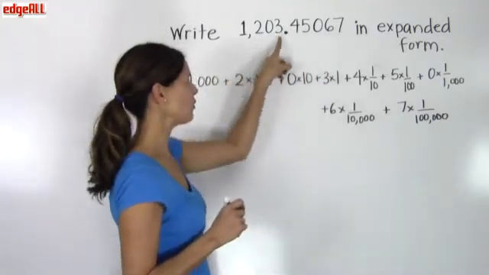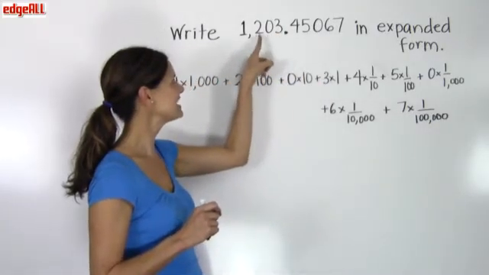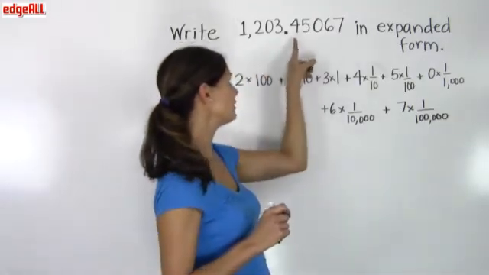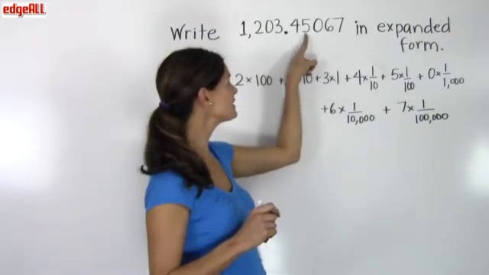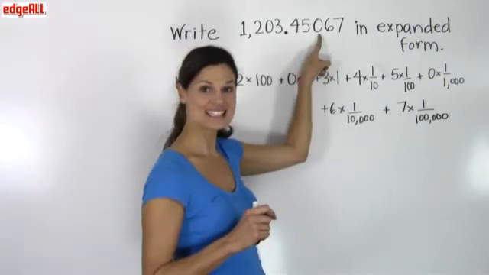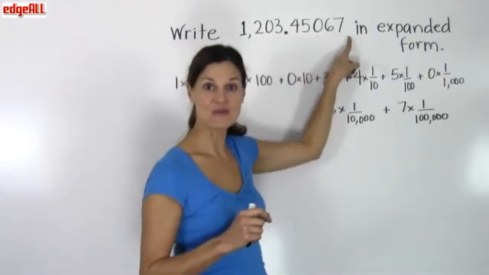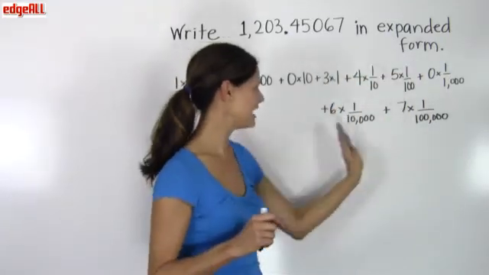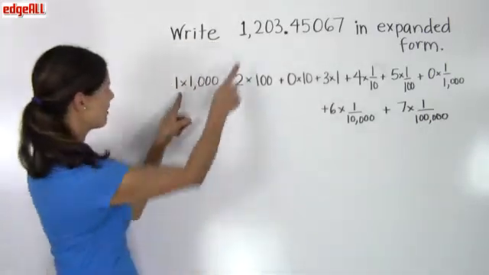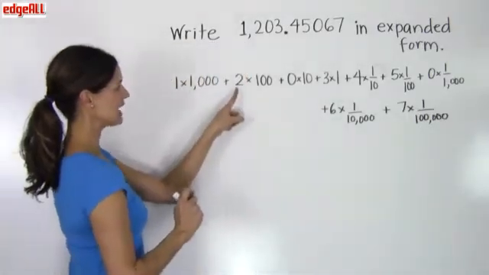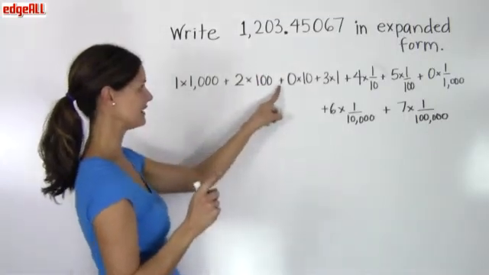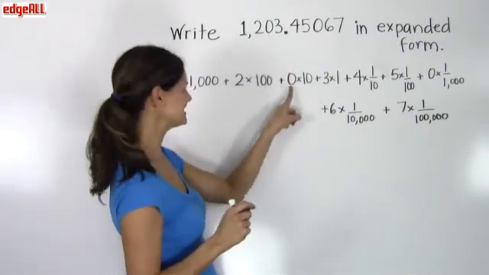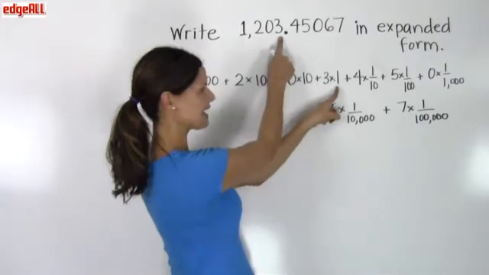In the whole numbers, we've got our ones place, tens place, hundreds place, thousands place. And over to the right of our decimal, we've got our tenths place, hundredths place, thousandths place, 10,000ths place, and 100,000ths place. So if I'm writing this in expanded form, you'll see I'm running out of room. It's so much information. I have 1 times 1,000 plus 2 times 100 plus 0 times 10, because I have a 0 in my tens place. So plus 0 times 10 plus 3 times 1.